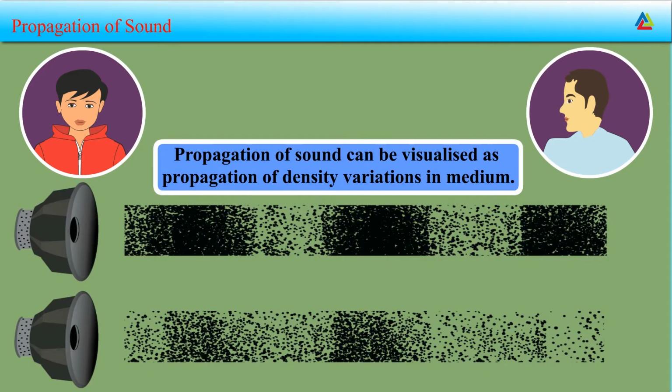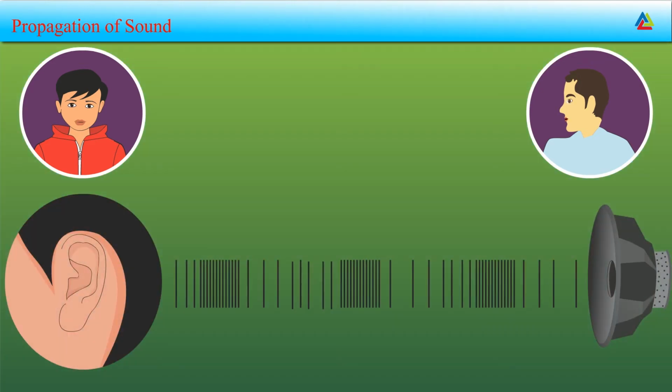Propagation of sound can be visualized as propagation of density variations in the medium. Sound needs mediums like air and water for its propagation. It cannot travel through vacuum.